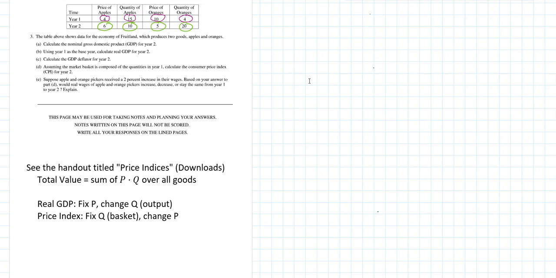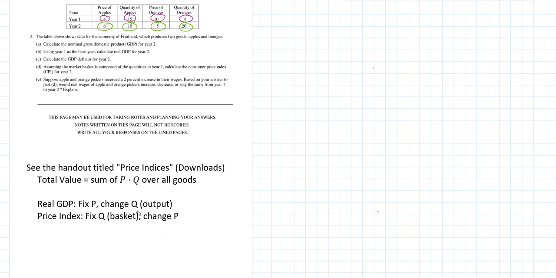Okay, here's a College Board macro free response question that's a nice follow-up to this handout that I posted under downloads. The handout's called Price Indices, and it goes through a lot of things, but the basic takeaway is that when you're computing real GDP, you fix the price and change the quantity. And when you're computing a price index, you fix the quantity and change the price.